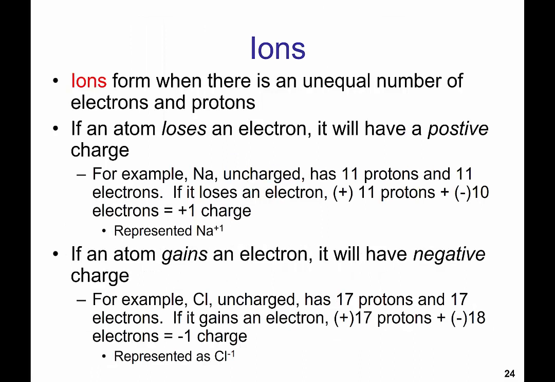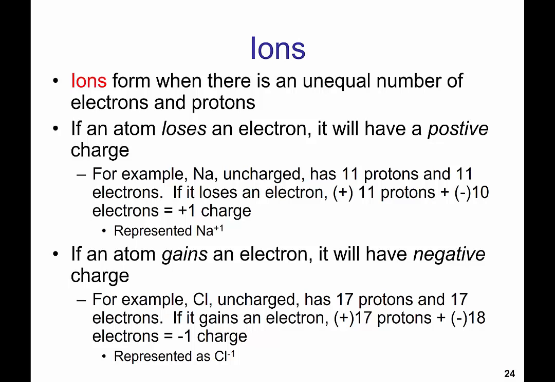Ions form when there is an unequal number of electrons and protons. So we're looking at variations on those subatomic particles that we talked about. We had protons, neutrons, and electrons. A different number of protons gives you a different element. If you have the same element but a different number of neutrons, you get isotopes. And here it's going to be a variation in the number of electrons and protons.